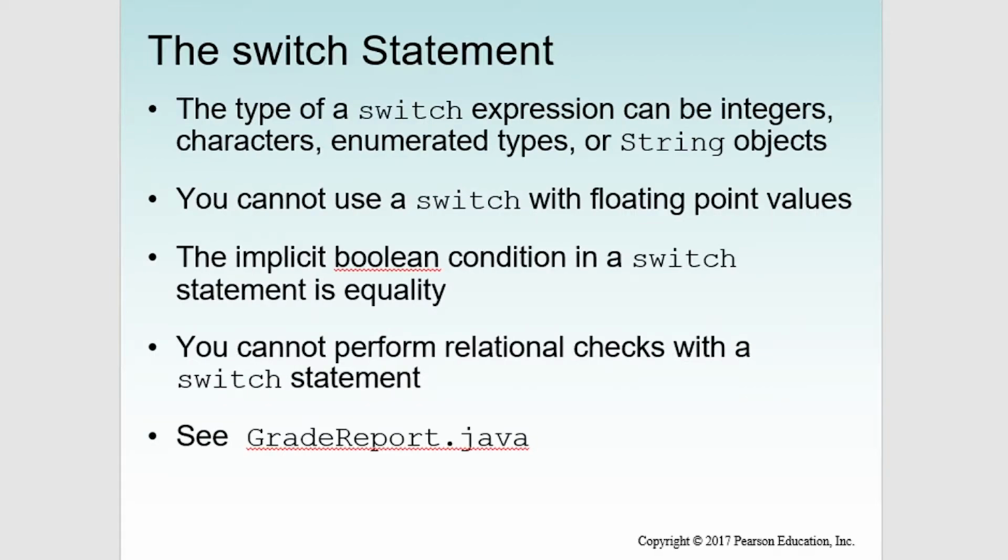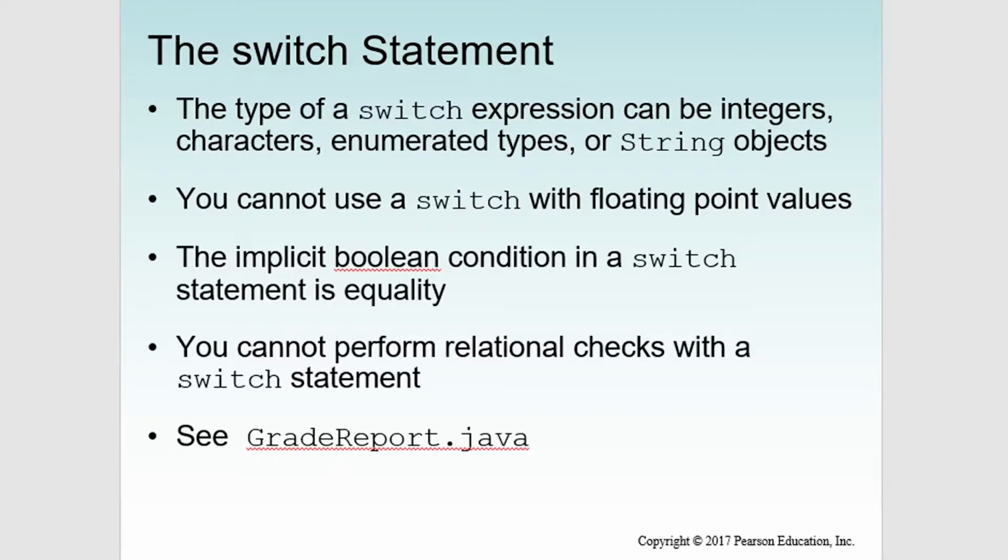The type of a switch expression can be integers, characters, enumerated types, or string objects. You cannot use a switch with floating point values. The implicit Boolean condition in the switch statement is equality. You cannot perform relational checks with the switch statement. The cases perform the equality check.